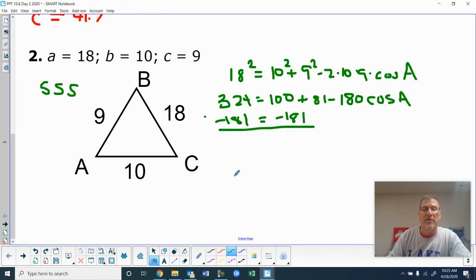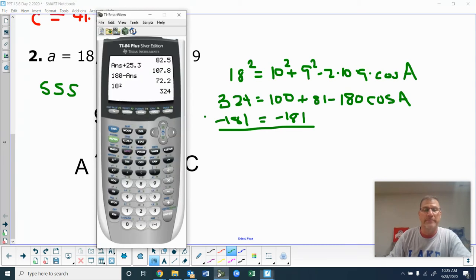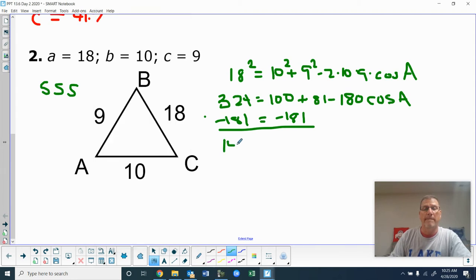All right, 324 minus 181. Oops, not 180. Don't make mistakes like that. 143. It's on the left now, and negative 180 cosine of A is on the right.